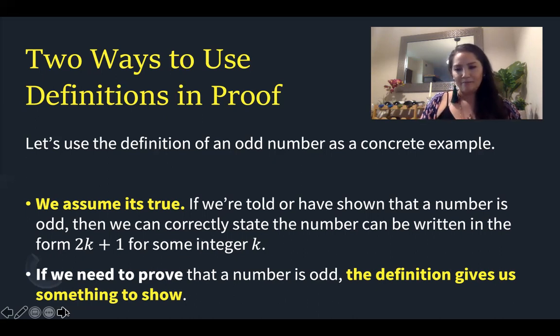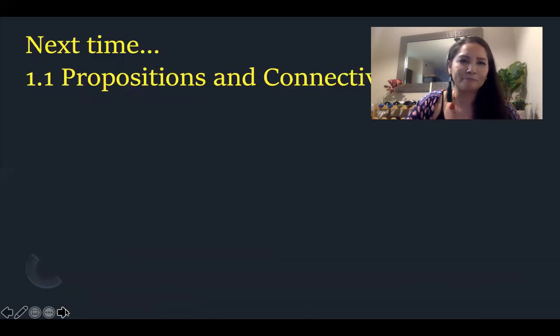It's a very important distinction. We can't assume things are true that we're trying to prove are true. If we're trying to prove that x is odd, we can't just say x is odd, therefore I'm done, my proof is done. No, we have to somehow show it using sound logical reasoning.